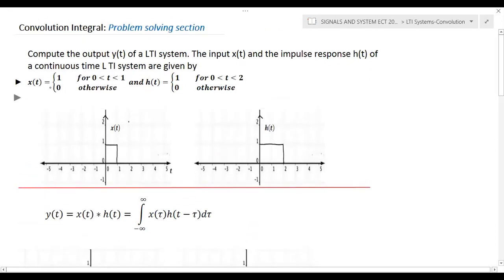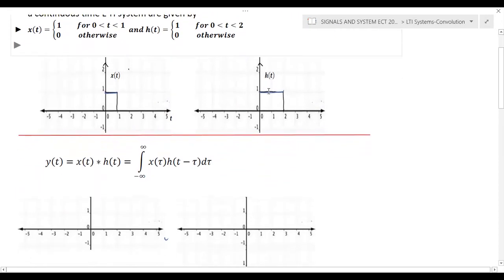x of t is defined as equal to 1 for 0 to 1. So here I can see that x of t is equal to 1 for the duration 0 to 1. And h of t is equal to 1 for 0 to 2. So 0 to 2, h of t is equal to 1. So you got the two waveforms. Now we can evaluate the integral equation y of t is equal to x of t convolution h of t.